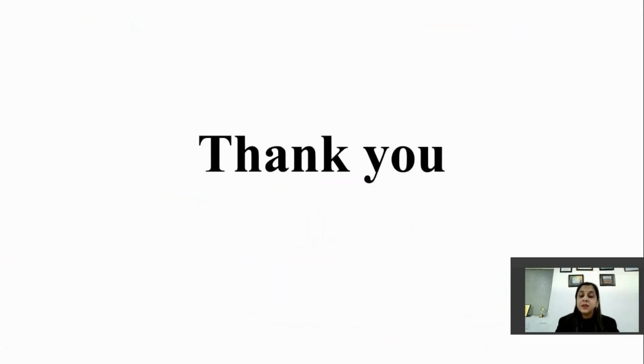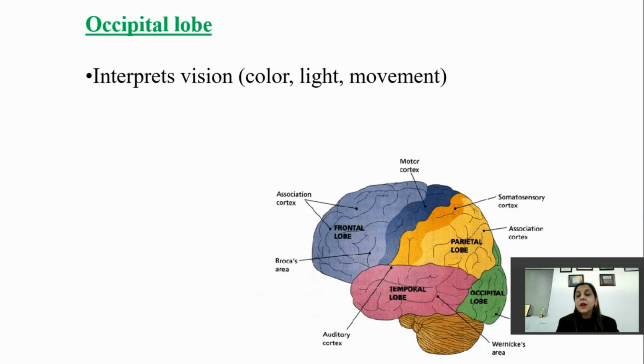Now the last lobe is the temporal lobe. In that lobe we have the auditory cortex, that means the hearing area, and another area is Wernicke's area, which is responsible for the sensory speech area. In the frontal lobe we have Broca's area, which is known as the motor area, and in the temporal lobe we have Wernicke's area, which is known as the sensory area.